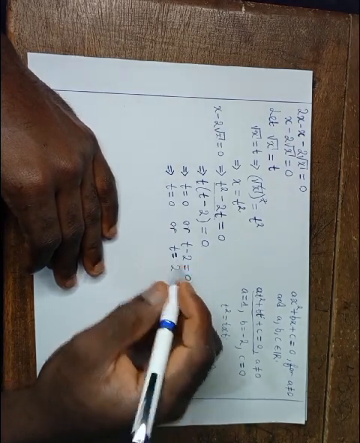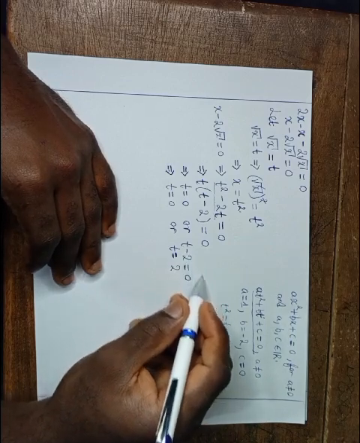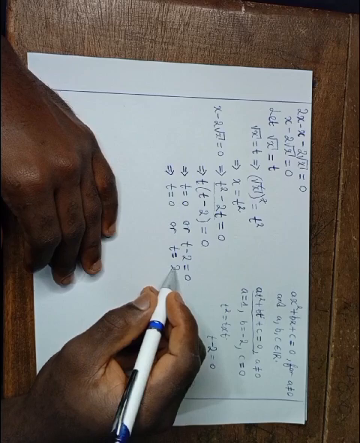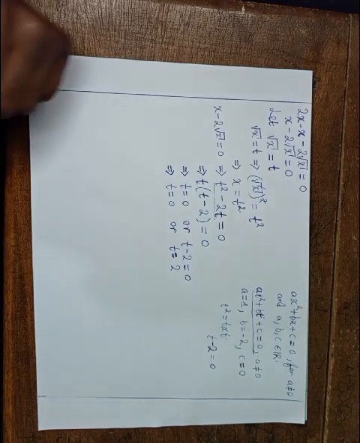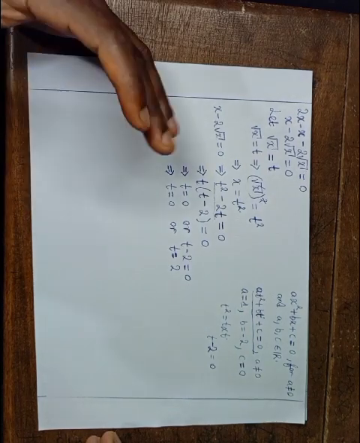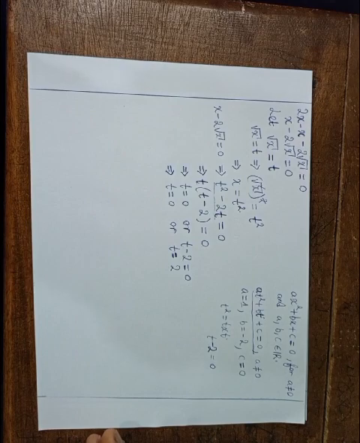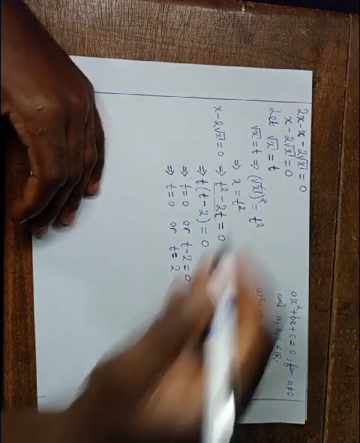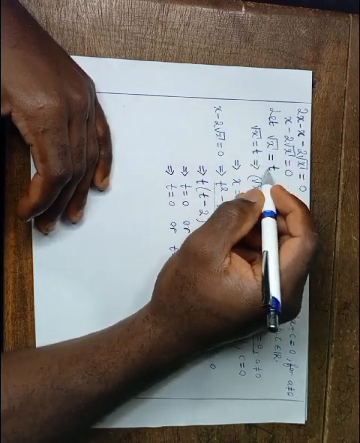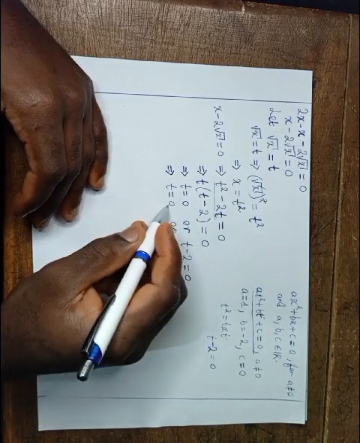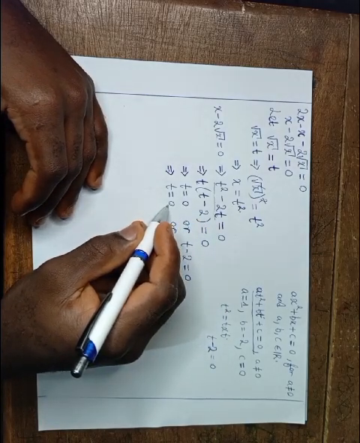In most cases, we are going to transfer negative 2 to the right hand side, which becomes positive 2. Next, we are not looking for t, we are looking for x. So we need to replace t with root x. Remember, we started by saying let root x be equal to t. So we are going to replace t now with root x.